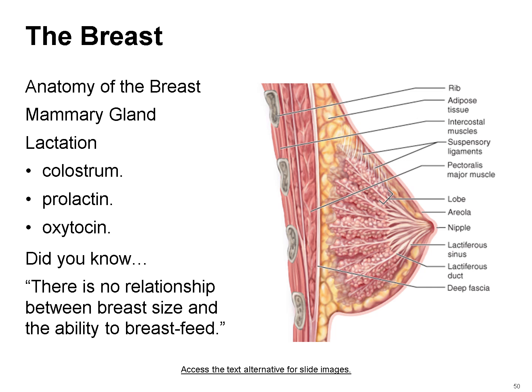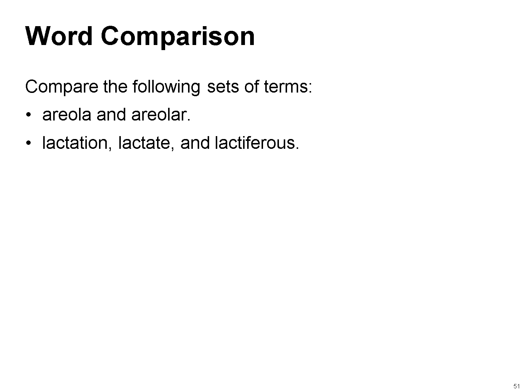Prolactin stimulates milk production in the alveoli. Oxytocin triggers the ejection of milk from the alveoli through the ducts and out of the nipple. Understanding and correctly using similar medical terms is essential in healthcare communication. Let's differentiate some terms related to the breast and lactation.